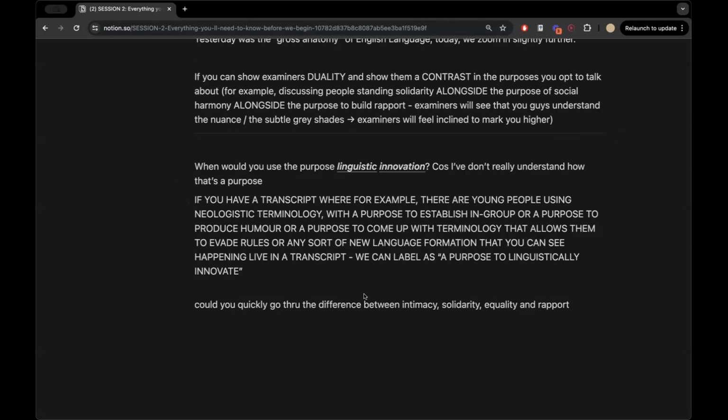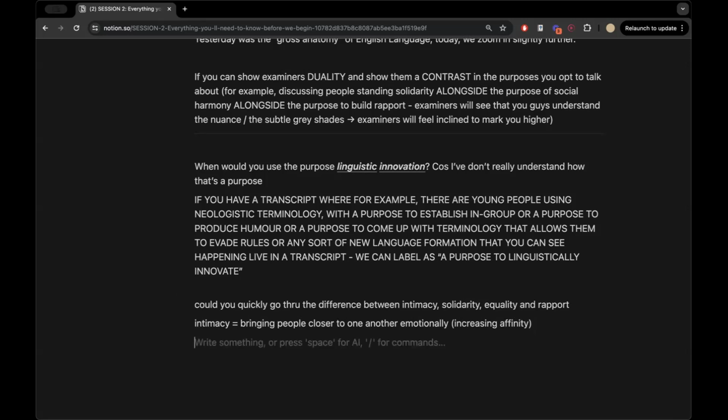Now, as for quickly, the difference between intimacy, solidarity. So intimacy equals bringing people closer to one another emotionally, which is the same as increasing affinity, right?